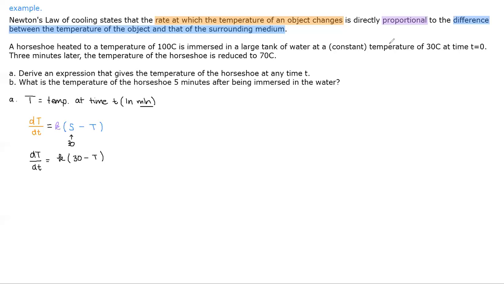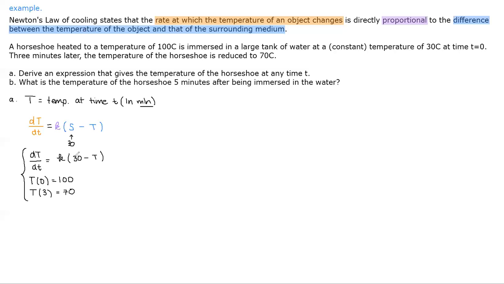Then I also have a couple of initial conditions. I'm going to write those down right away so that we don't forget about them after. I know that the initial temperature, T of 0, is equal to 100. And after 3 minutes, the temperature has gotten to 70 degrees, so T of 3 is going to be equal to 70. Okay, so this is all the information that we have, and that is going to help us solve this problem.